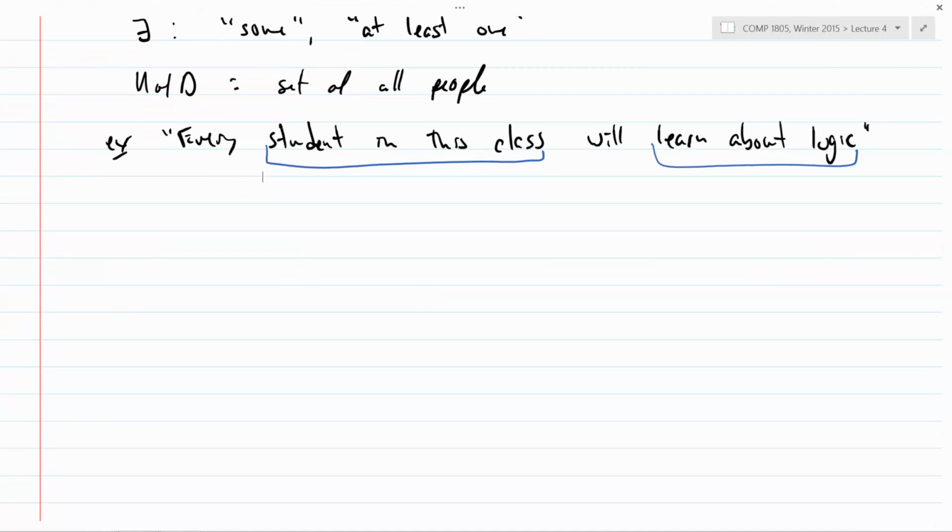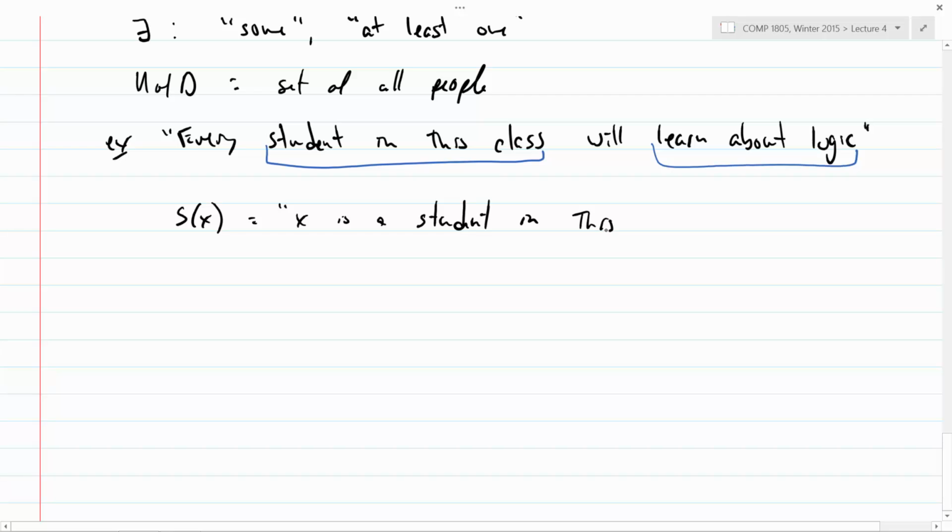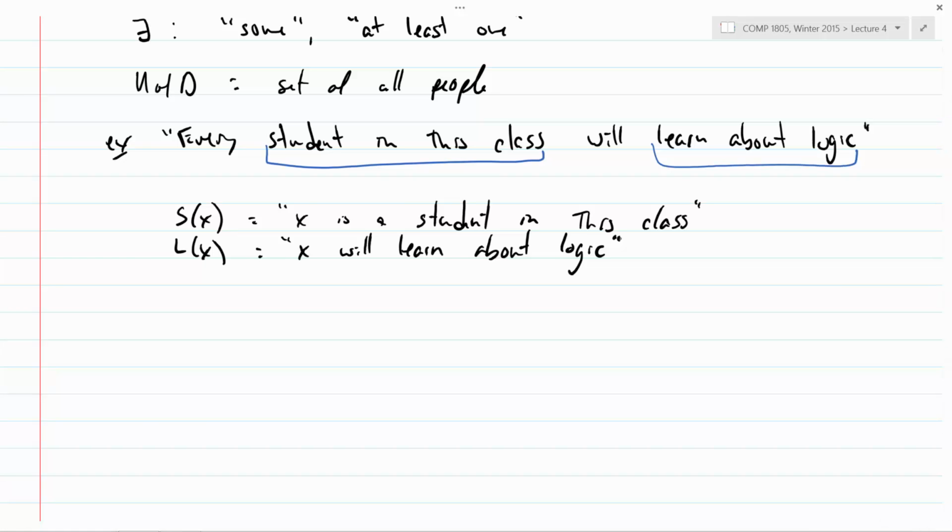All right, so we'll define two predicates, or propositional functions. Sx will mean x is a student in this class, and we'll say Lx to mean x will learn about logic. So everyone seems to agree that these are the two important things. How do we put them together? We know that it says every, so we know that there's going to be a for all x out in front. That seems plausible. How do we finish it?